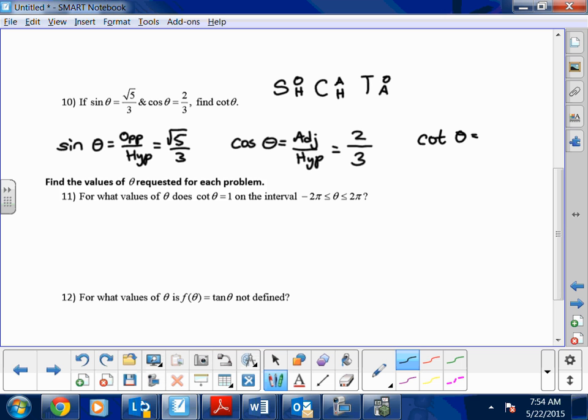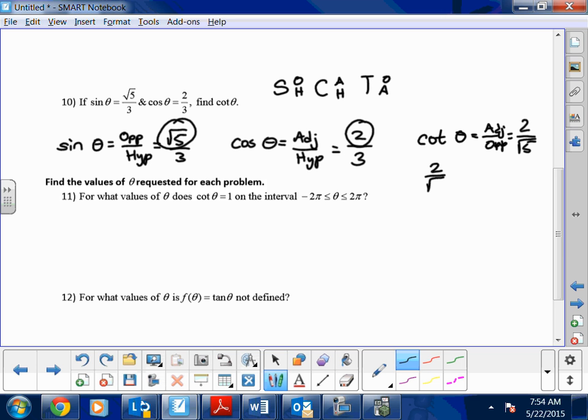Now, cotangent of theta is the inverse of tangent, which means you have adjacent over opposite, which means that in this case, we're going to have adjacent, which is here, 2, over opposite, which is here, square root of 5. And we'll have 2 divided by square root of 5. We can't leave it like this because we have to rationalize the denominator when you have a radical.